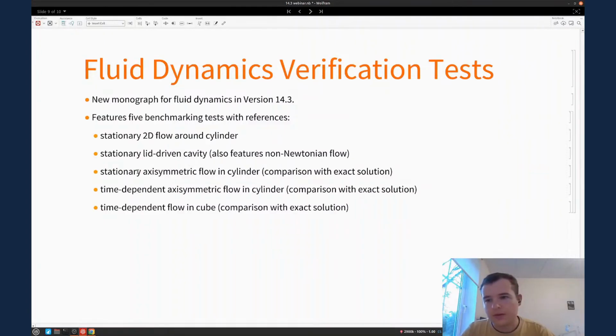The third and the fourth are axisymmetric flows in a cylinder. One is stationary, the other one is time-dependent, and this is a comparison with the exact solution. And the last benchmarking test is a time-dependent flow in a cube, which is once again a comparison with an exact solution.